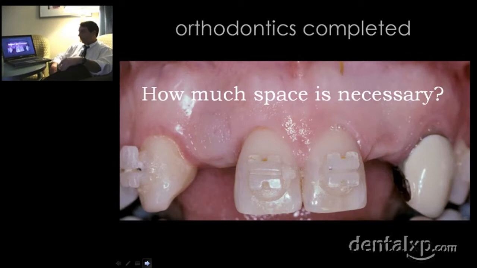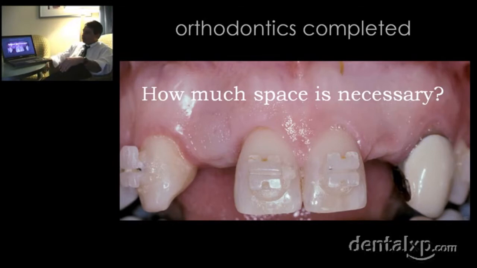Since the smallest implants that we have are about 3.25 millimeters, I like to have about 6.5 to 7 millimeters of space as a minimum to place implants in the lateral incisor area. And that space should be carried along the entire root length.